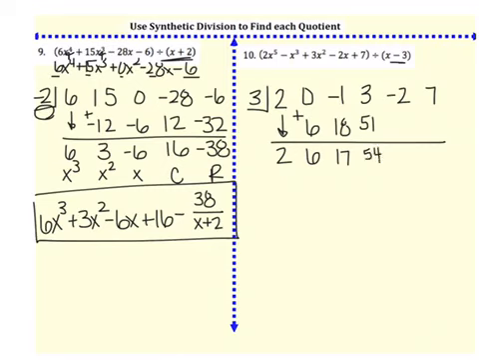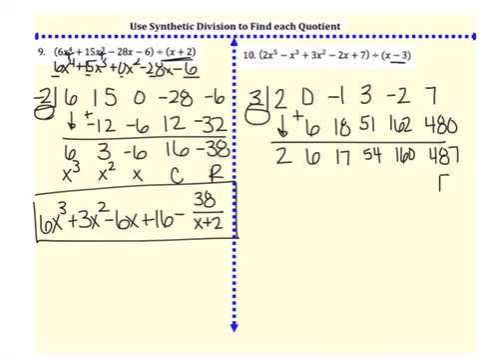3 times 54 is 162. Add straight down, I get 160. 3 times 160 gives me 480. Add straight down, I get 487. So now there is no dividing, so we don't have to divide by anything.